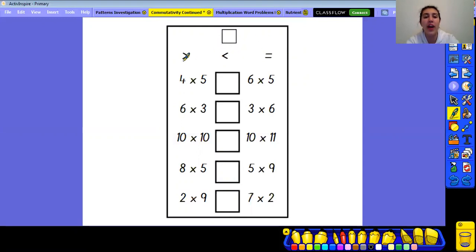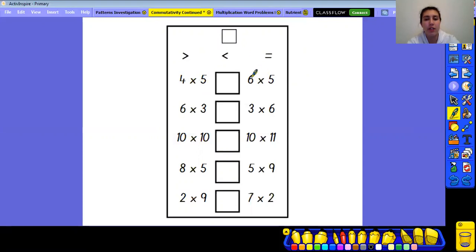Remember, we've got the more than, less than, and equal to symbol. And remember, with these symbols, the larger side of that symbol faces your larger number, or in this case, your larger equation. And the smaller side points to the smaller equation. So let's have a look. I've got 4 times 5. So what I could say is I've got 4, 5 times, or 4 groups of 5. So 4 groups of 5.